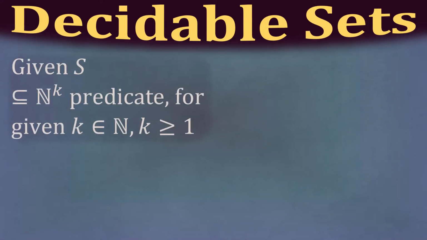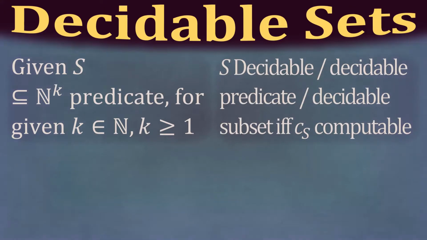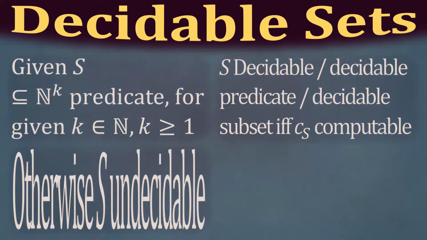Given S a subset of the naturals to the k, a predicate for some given k in the naturals with k greater than or equal to 1, we say S is decidable, or a decidable predicate, or a decidable subset, if and only if its characteristic function χ_S is computable. Otherwise, we say S is undecidable.